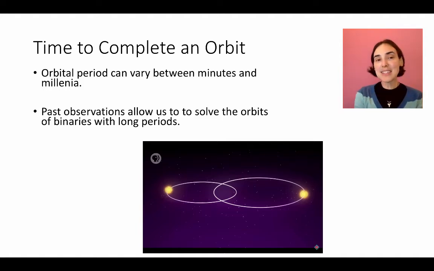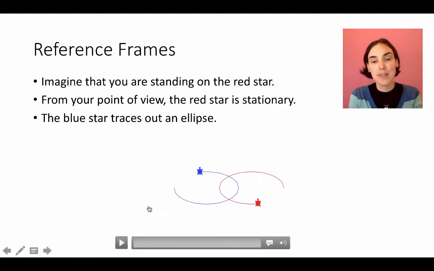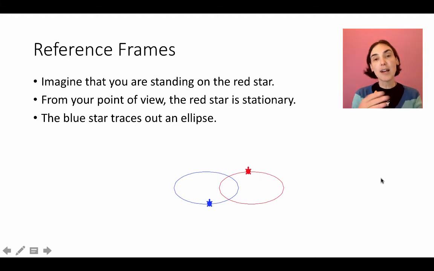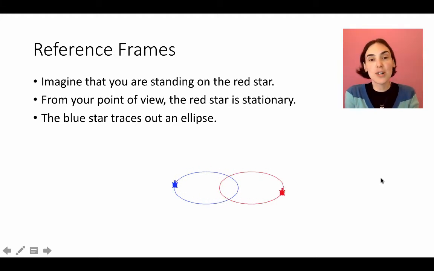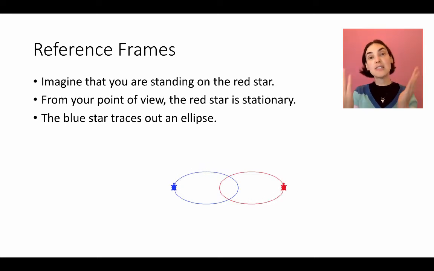Now, I said that we're looking at the secondary star relative to the primary star, but it looks like both of these stars are kind of both going in these elliptical paths. So the way in which these things are studied is that we put ourselves in the reference frame of the primary star. You're going to pretend like you're standing on the red star. Relative to you, the blue star is tracing out an ellipse, but the red star is stationary.